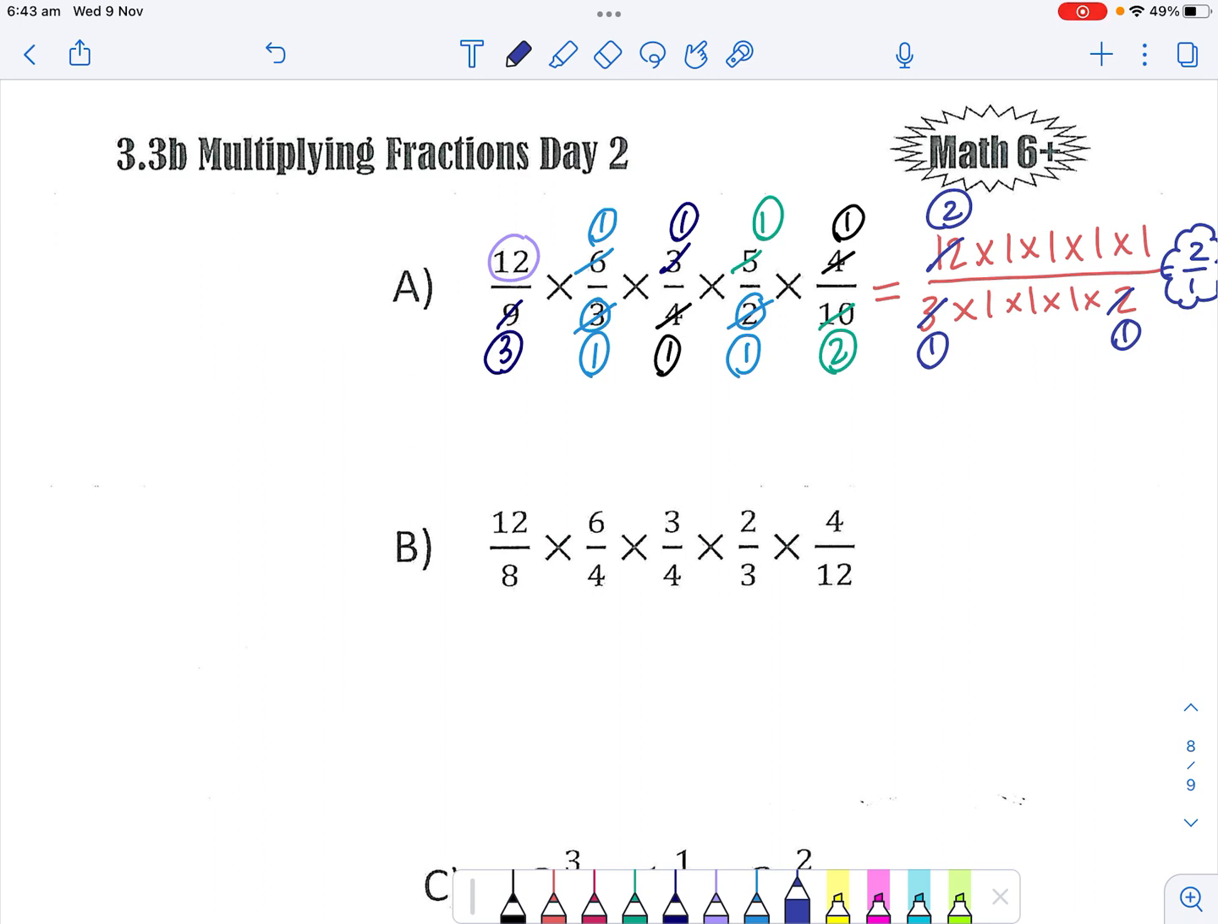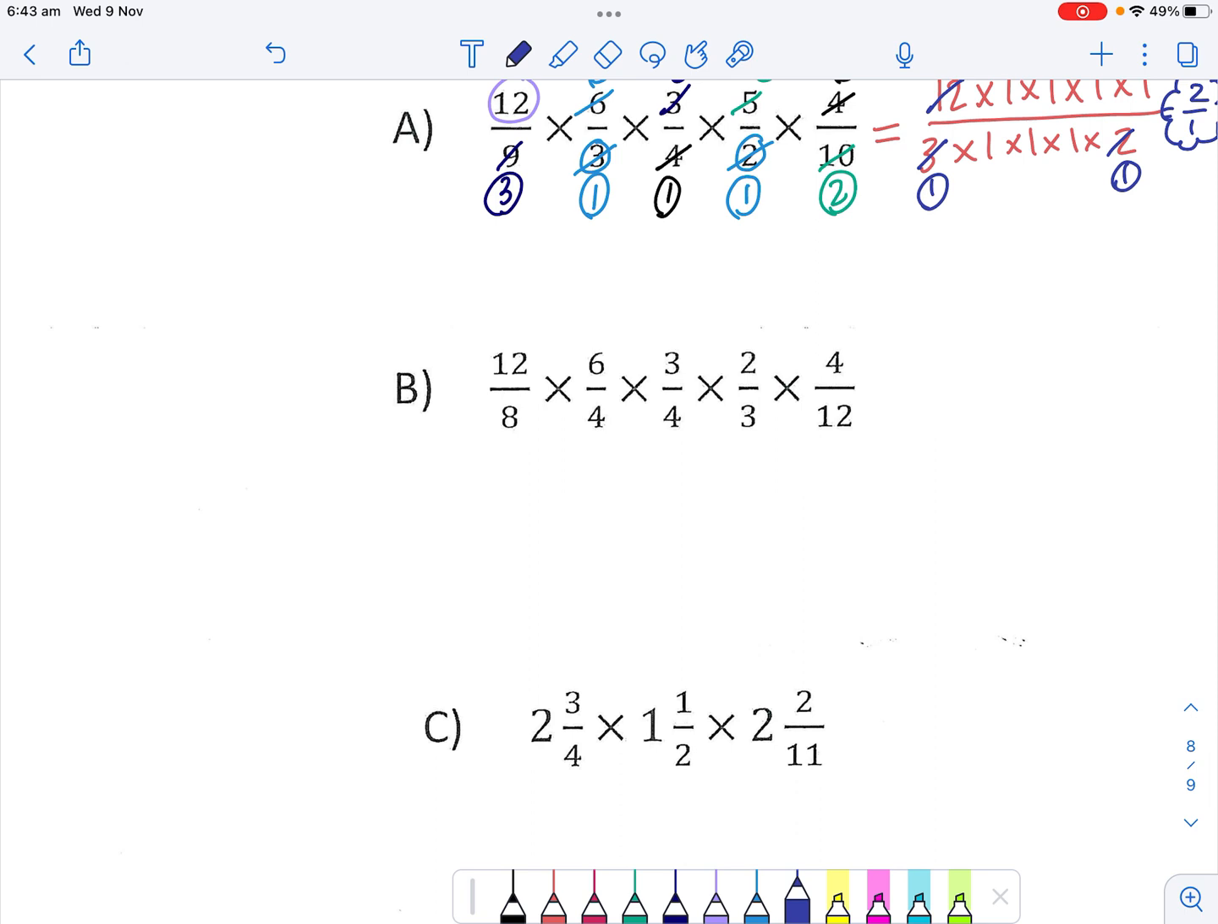Okay, in part B, same thing. The first thing I'm going to look for is anything that can cancel right away. So those presents, what can I get rid of without having to do too much work? In this one, there's 2 4s on the bottom and a 4 on top. It's a 1-for-1 trade, so I'm going to cancel 1 4 with another 4. And then I've also got 3s that can cancel, so 1 here and 1 here.